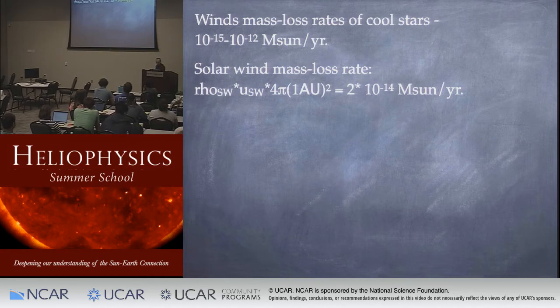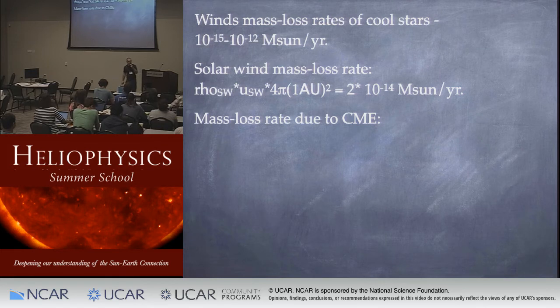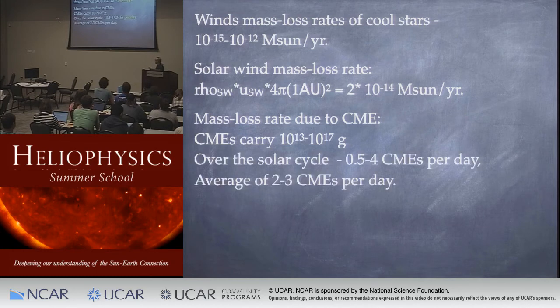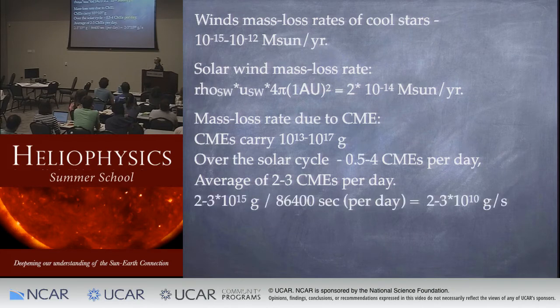Okay? Now, we mentioned that CMEs can take mass from the sun as well. So let's try to estimate the amount of mass that CMEs take. A typical CME will carry about 10 to the 13 to 10 to the 17 grams of material. Over the solar cycle, we have CMEs maybe every half a day at high activity level, and maybe once every 4 days during solar minimum. So if we take the average, we're talking about 2 to 3 CMEs per day, maybe. Okay, so that's the frequency of CMEs.